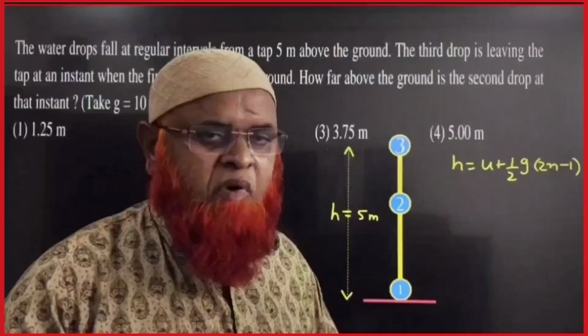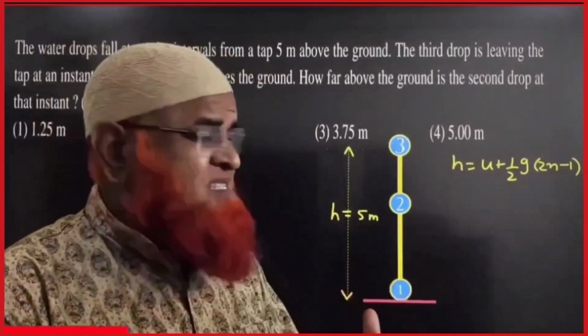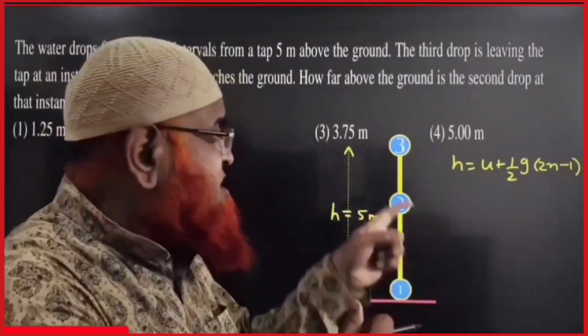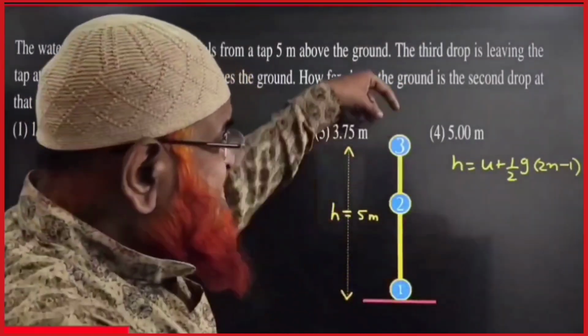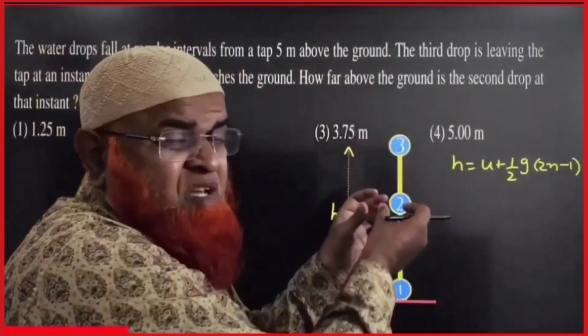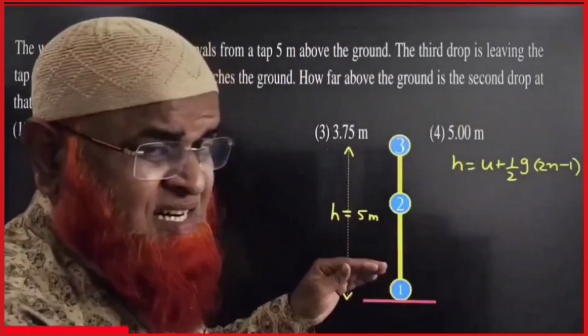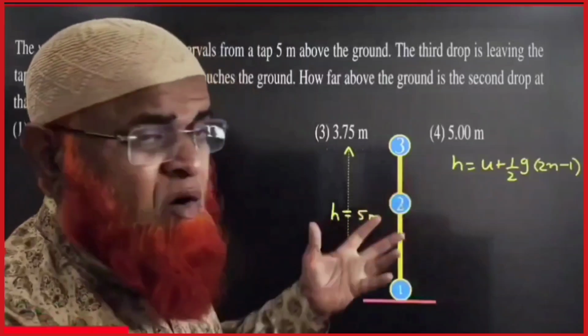That's it. Thank you. My dear friends, here the water drops are coming downwards from the tap. When the first drop is touching the ground, the third drop is leaving the tap. Then what is the distance of the second drop from the ground? That is the question here.